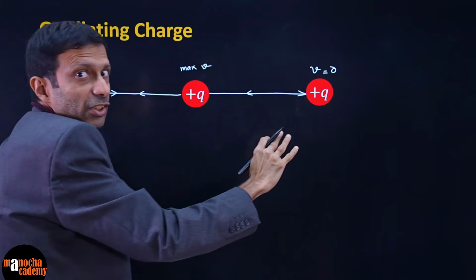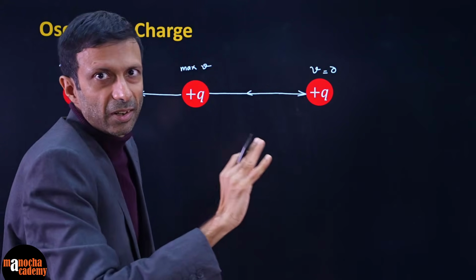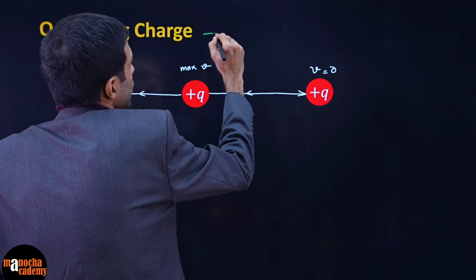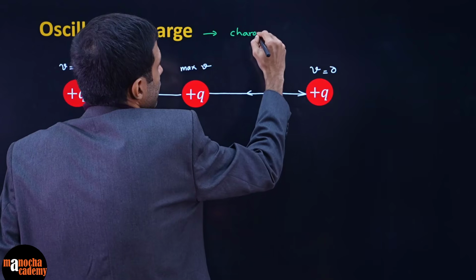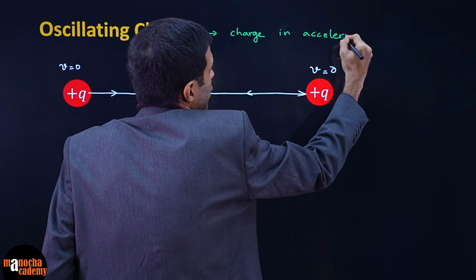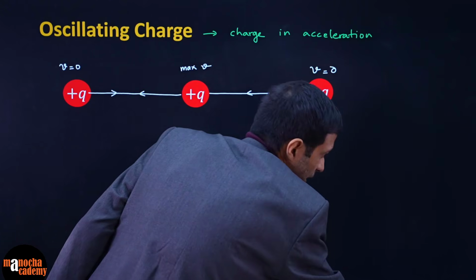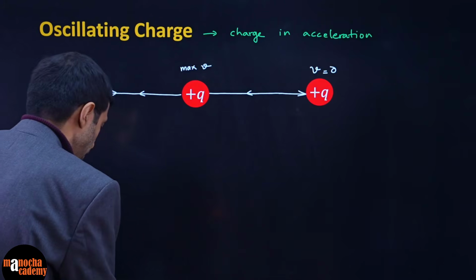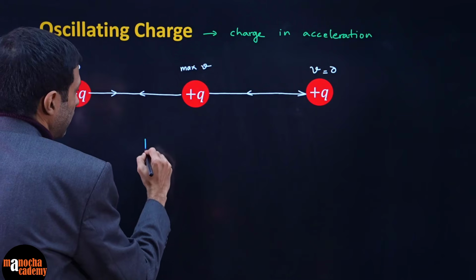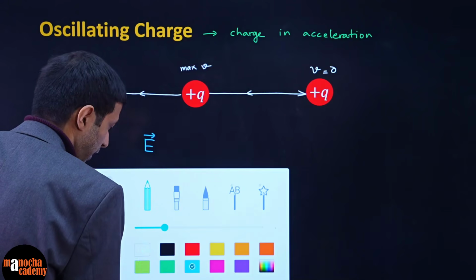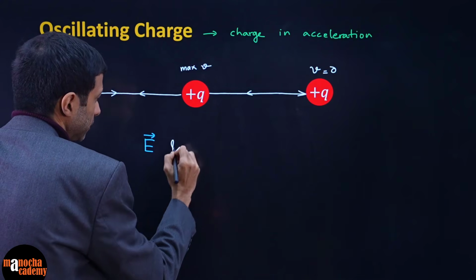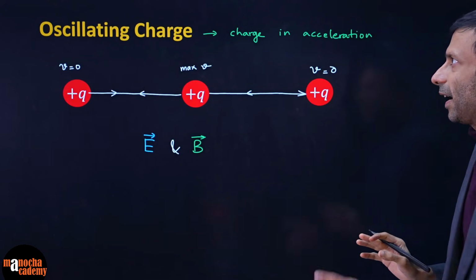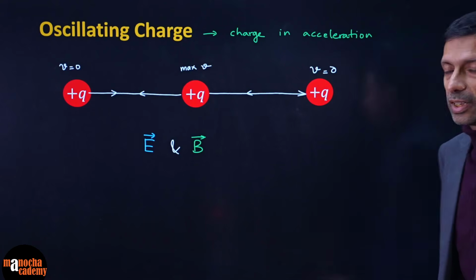Okay, so the charge is clearly under acceleration, right? Clearly under acceleration. So oscillating charge is very important. It is a charge in acceleration, and charge in acceleration means, what does it mean? It will produce both electric and magnetic fields. So we are confident here that we will get electric and magnetic fields produced. Yes or no? And this is what the scientists have observed also, right? So this is an accelerating charge, and the best case is the oscillating charge.